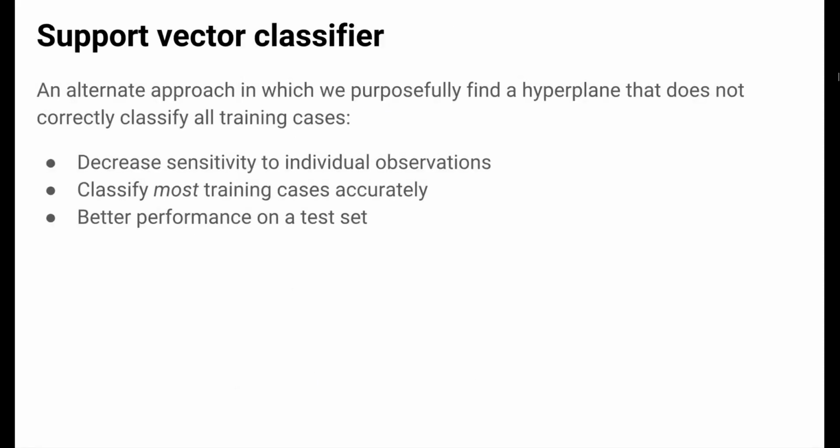So an alternate approach in which we actually purposefully find a hyperplane that doesn't perfectly classify all training cases is called a support vector classifier. So the goals are to decrease sensitivity to individual observations. We don't want that separating hyperplane moving so much with just the addition of one case. We want to classify most training cases accurately, and we hope that overall this slight amount of misclassification leads to better performance on a test set.